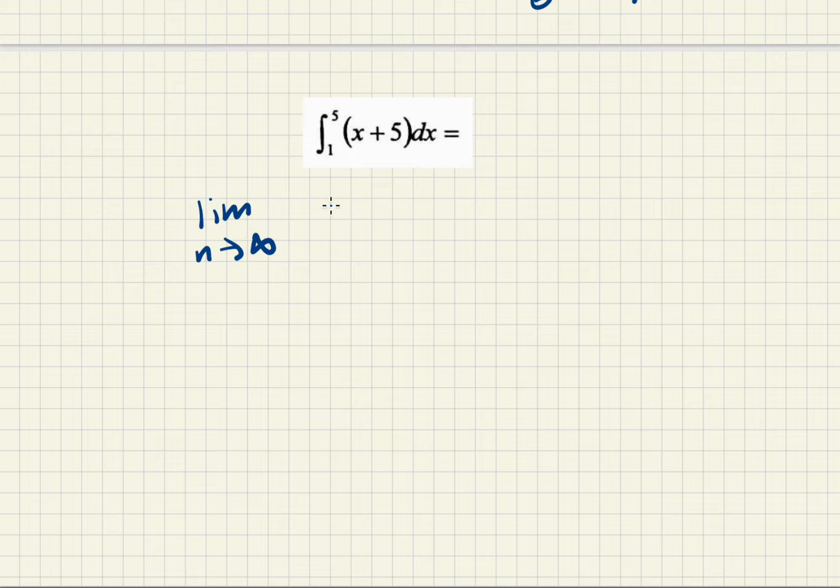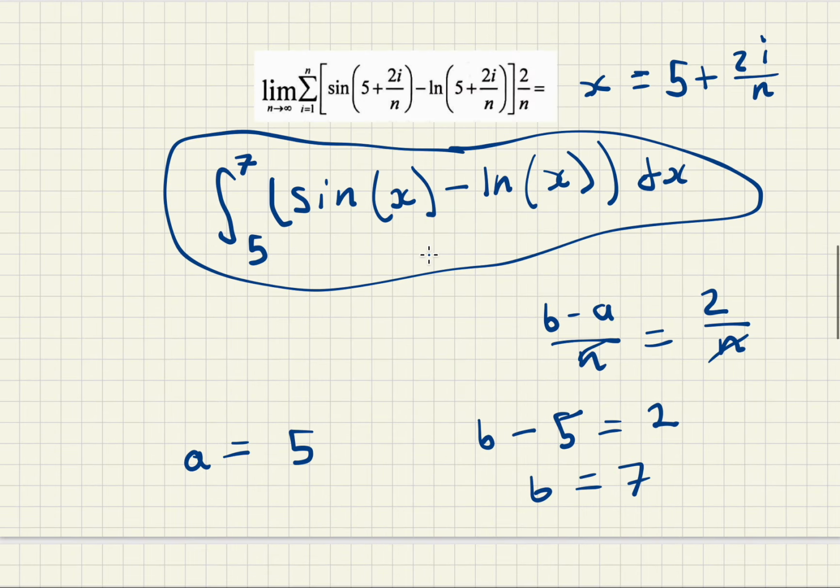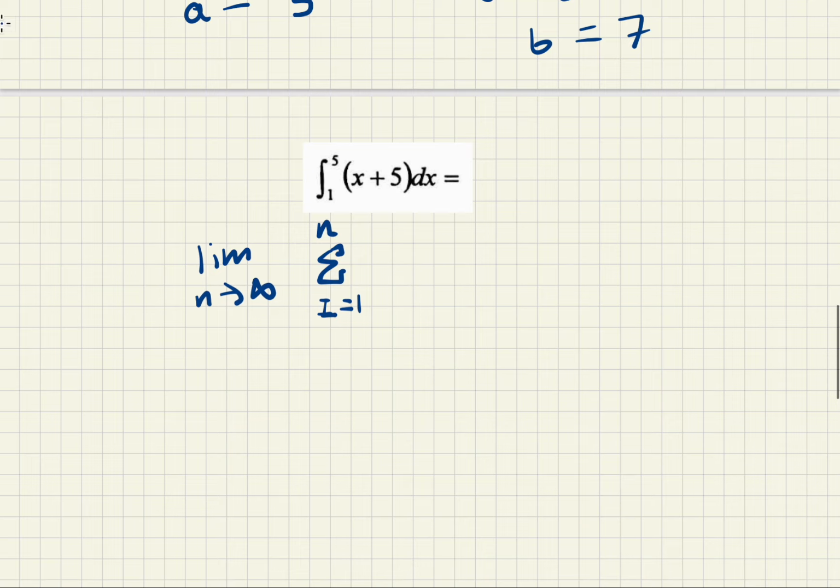So limit as n goes to infinity, sigma n on top, and i equals 1. Lowercase i equals 1. Now the variables can change, it does not matter, but this is the basic formula. This is what you write each time they ask you to turn a definite integral into a limit.